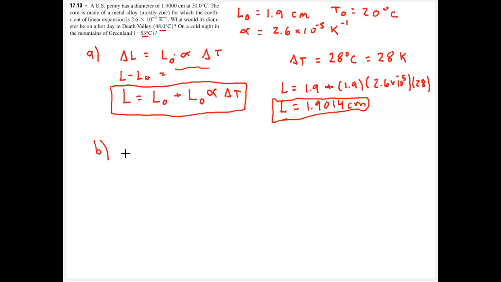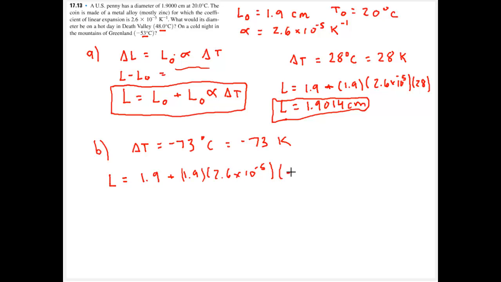For part B, it's going to be exactly the same, except the change in temperature is going to be equal to negative 73 degrees Celsius, which is negative 73 Kelvin. And I go about this the same way. My length is going to be equal to 1.9 plus 1.9 multiplied by the same 2.6 times 10 to the negative fifth per Kelvin. And now I have my negative 73 Kelvin, so my length is going to decrease. And the diameter of my penny in Greenland is going to be 1.8964, and it's still in centimeters.